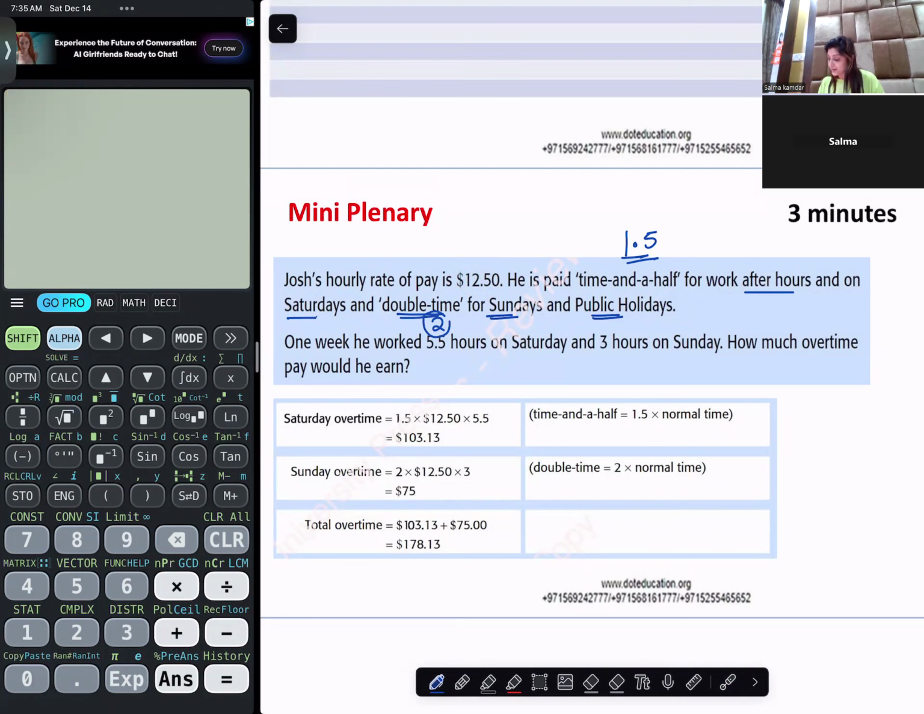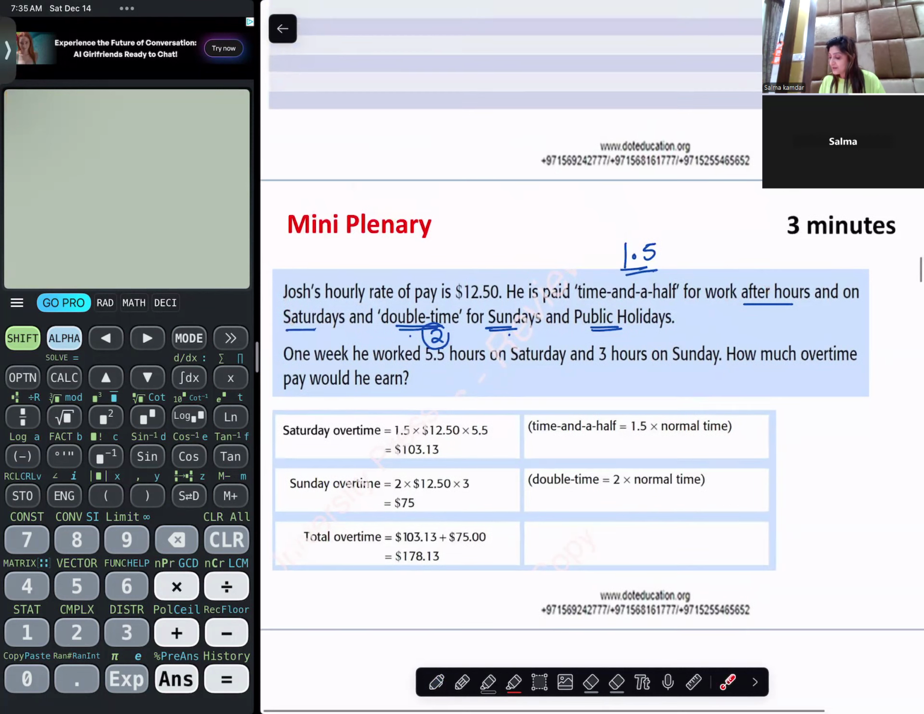So if he is working after hours, he's paid time and a half, and on Saturdays for work after hours. And double time for Sundays and public holidays. That means for extra hours, he's paid 1.5 times his basic wage. For Saturday, he's paid 1.5 times his basic wage. For Sundays and public holidays, he's paid double time.